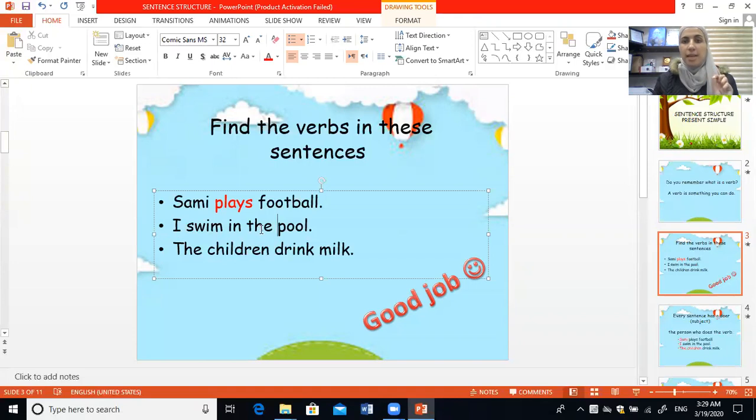Let's move to sentence number 2. I swim in the pool. Swim is the verb because it's something I can do. So I can play, I can swim. The children drink milk. What can you do? Can you do children, or drink, or milk? Of course, you can drink. So drink is the verb. So these are the verbs.